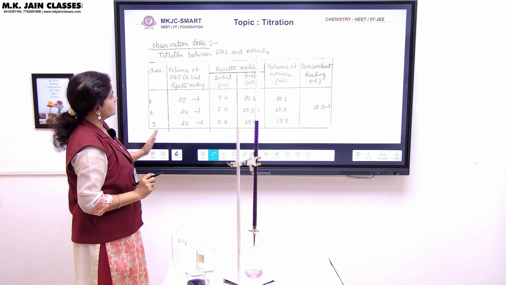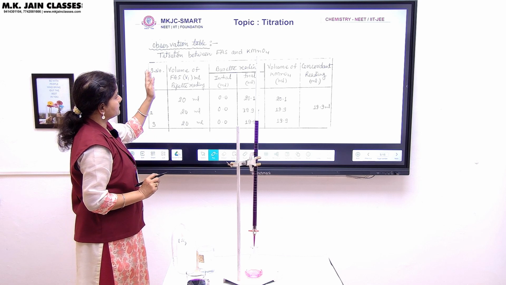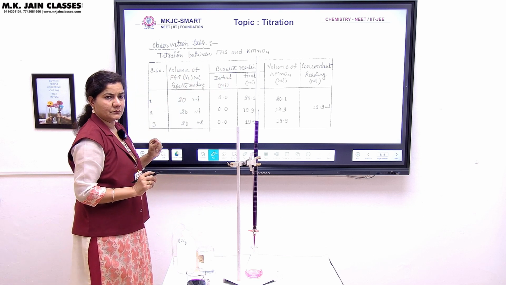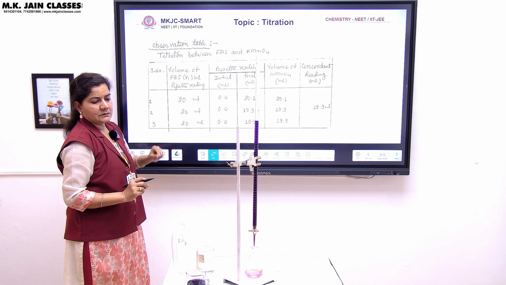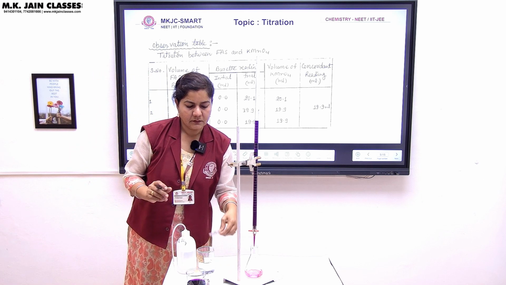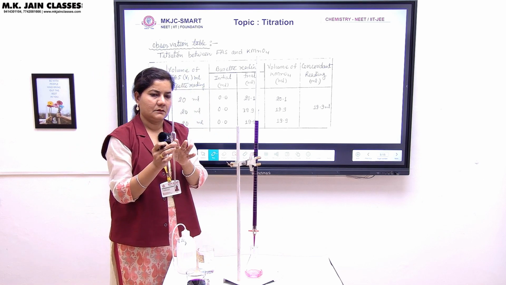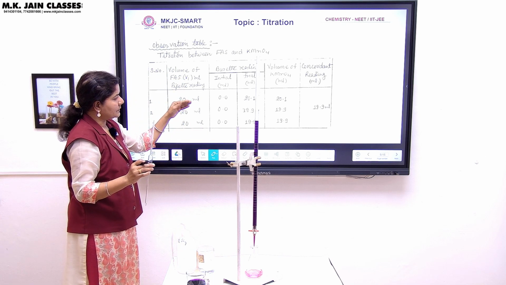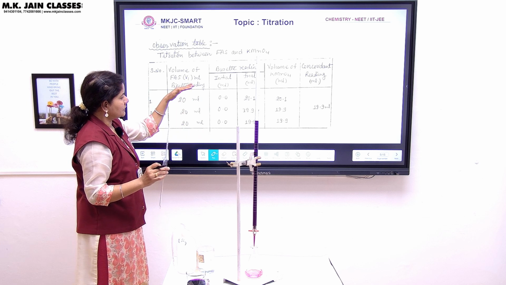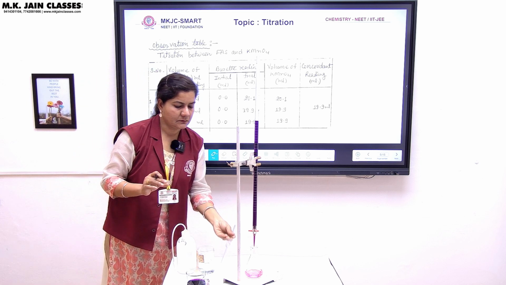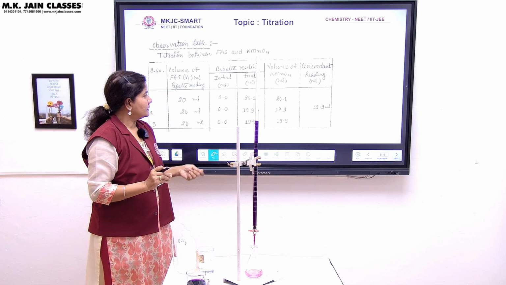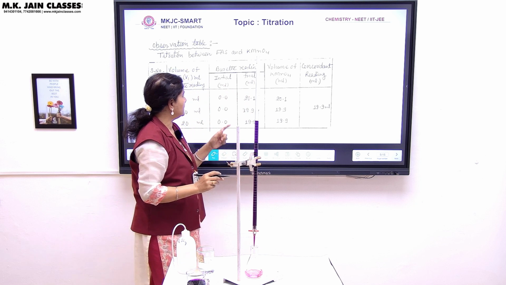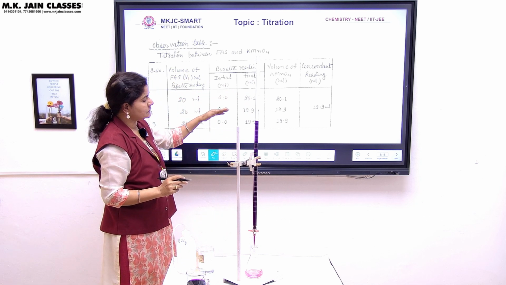Now in this observation table, it is clear that it is a titration between ferrous ammonium sulfate and KMnO4. So the volume of the ferrous ammonium sulfate which I have taken from the pipette, the pipette mark is 20 ml. So I write here 20 ml, 3 times, since we perform 3 times. Then the burette reading, initial reading means burette completely filled till the 0. So I write the initial reading 0, 3 times: 0, 0, 0.